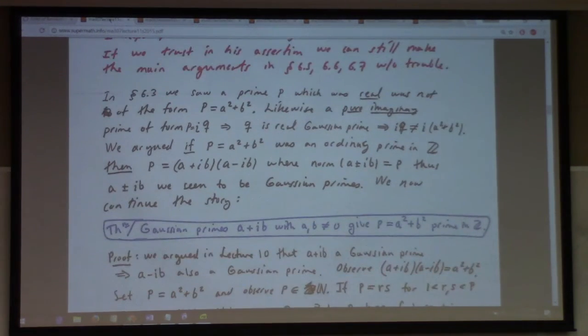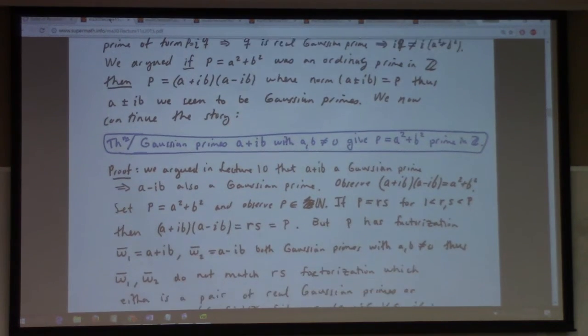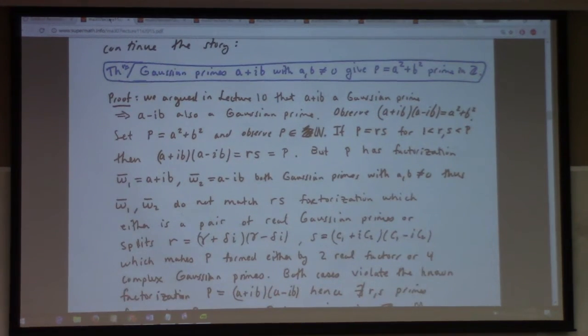But it turns out there are interesting theorems that follow from this. For example, for a Gaussian prime a plus ib with a and b non-zero, p equals a squared plus b squared is a prime in Z. So if we have a Gaussian prime, we can use it to construct an ordinary prime of a very specific nature. That basically follows from properties of the norm. But I'm trying not to do proofs in here because I want to save some time to talk about the test that happened. So I'm just going to keep going.